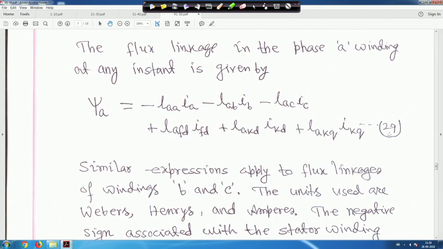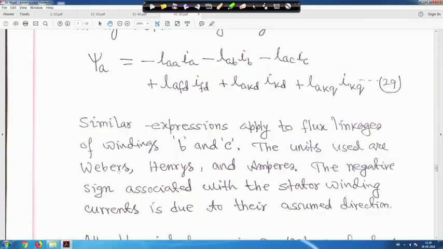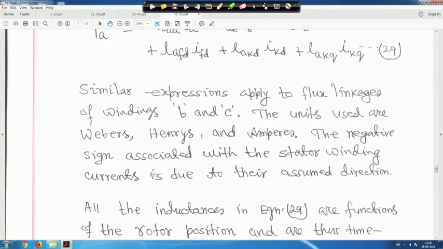This is equation 29. Similarly, for phase B and phase C it can be written, but we will see later. So, similar expressions apply to flux linkage of windings B and C. We will see later, because we have to consider all. The units used are Webers, Henrys and amperes. So, the negative sign associated with the stator winding currents is due to their assumed direction. I just told you.